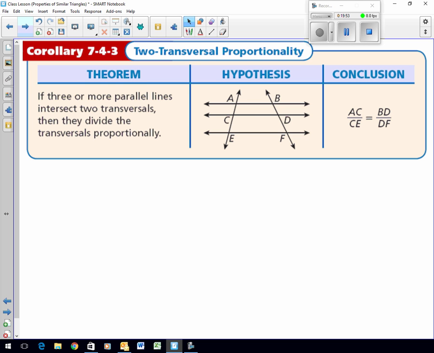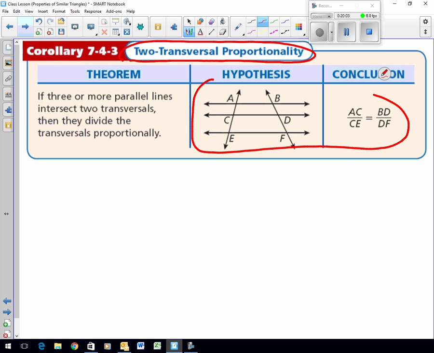Let's do this. Transversal proportionality. Draw yourself some sort of diagram. Don't worry about the definition just yet, okay? I'll read it off to you. If three or more parallel lines, which these are parallel lines, if three or more parallel lines intersect two transversals, then they divide the transversals proportionally.